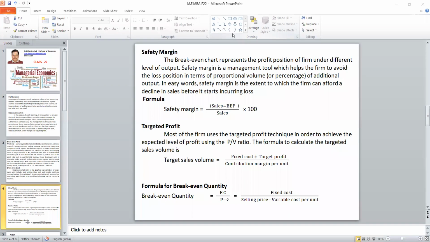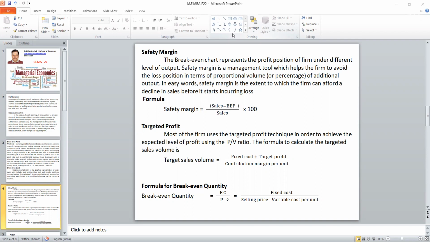One more method is called targeted profit. The actual formula for BEP is fixed cost divided by contribution margin. But in targeted profit, they will fix: if I'm doing this business, if monthly I need this much money, that particular value will be added to the fixed cost. So the formula for targeted profit will be (fixed cost plus targeted profit) divided by contribution margin. Here the contribution margin is nothing but the difference between the price and the variable cost per unit, V bar, as we used to call it.